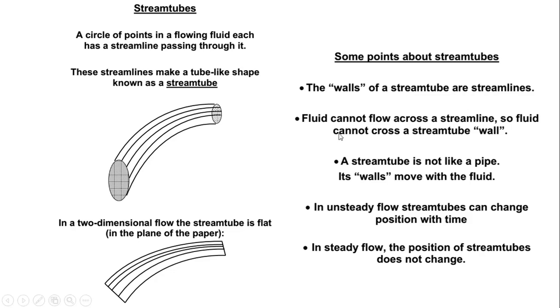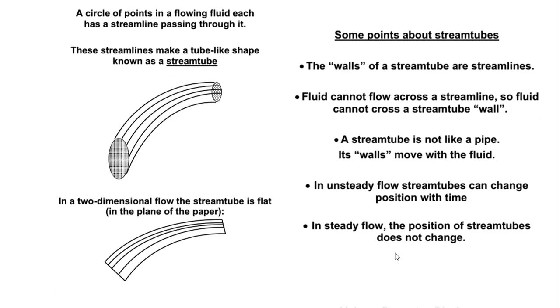And the other thing that you have to put in mind is fluid cannot flow across streamlines. So fluid cannot cross a stream tube wall. Then a stream tube is not like a pipe. Its walls move with the fluid. Then in unsteady flow, tubes can change with position, like what we talked about. And in steady flow, the position of stream tubes do not change with time.